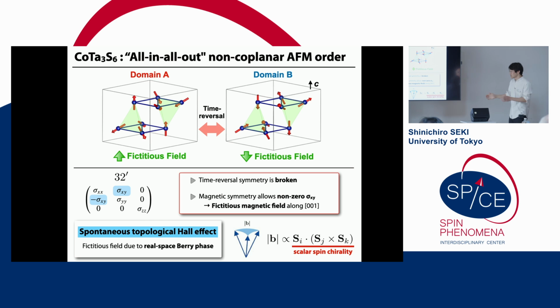And in general, when conduction electrons pass through this kind of non-coplanar spin texture, they are expected to feel a giant fictitious magnetic field originating from an additional Berry phase contribution. This phenomenon is often called the topological Hall effect. And so the presently observed giant spontaneous Hall effect in this compound can be well understood within the framework of such a topological Hall effect.